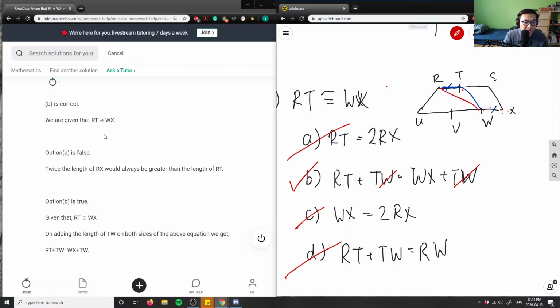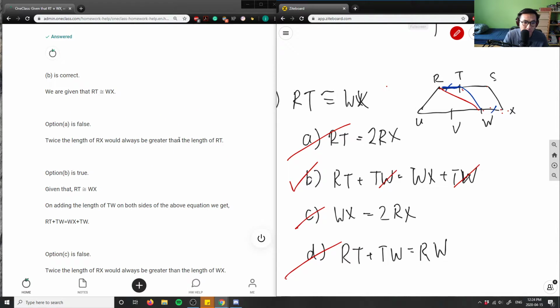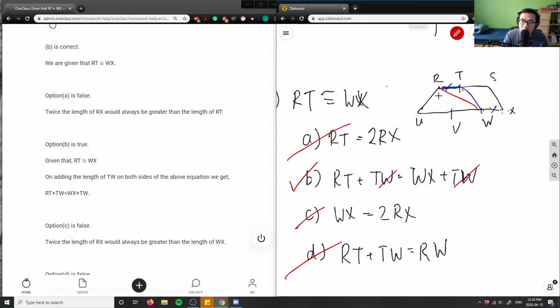It says here, A is false, twice the length would be greater than the length. That's like we proved before. Option C is also false, and we said option B is correct, right? We can use algebra to figure that out, because TW exists on both sides. I can bring TW to one side and cancel both of those terms out. I get RT equals WX, as stated before.